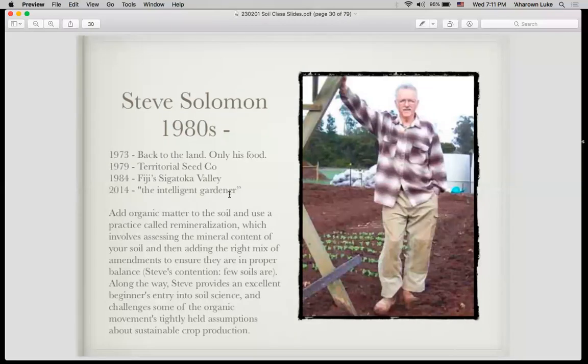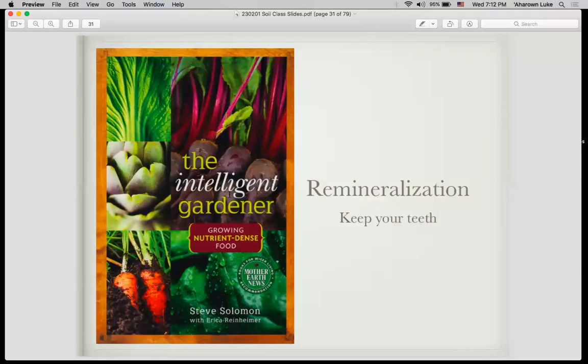So that's kind of the impetus that got him into his fertility approach, which is remineralization, and it involves the right mix of amendments to ensure there is proper balance in the soil. And that means better tasting food that's healthier and dense in nutrients, instead of a bad-tasting tomato that was grown for shipping, or something grown for weight at the compromise of an heirloom variety. So this is his book, The Intelligent Gardener: Growing Nutrient-Dense Food.